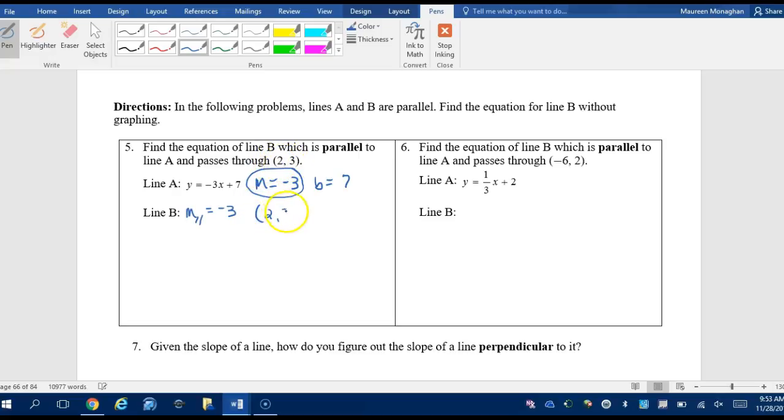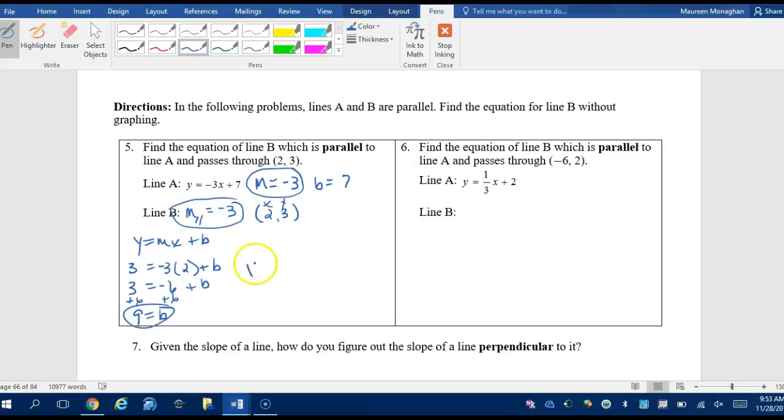So now I know a point, and I have to use x, y. So we use the equation y equals mx plus b, put in y, put in slope, put in x, find b. 3 equals -3 times 2, which is -6, plus b. Add 6, 9 equals b. There's my b. Here's my slope. y equals negative 3x plus 9. All of this should be written down. So when I check your notes, that's what I expect.